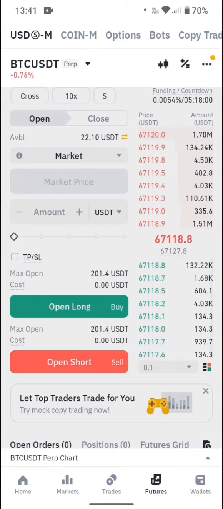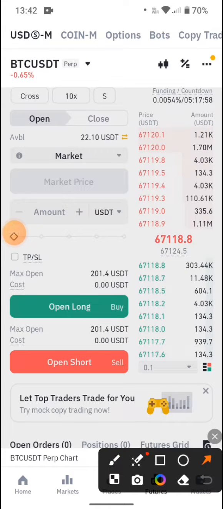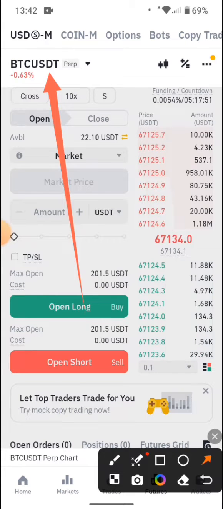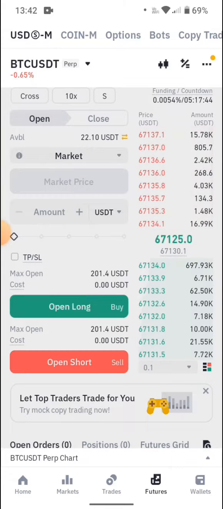So in this case, we are going to use USDT to buy BTC. Which means if you want to open the position, you need to have USDT. All right, so now we are seeing again here.